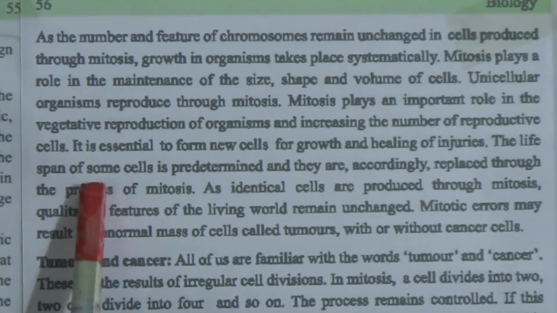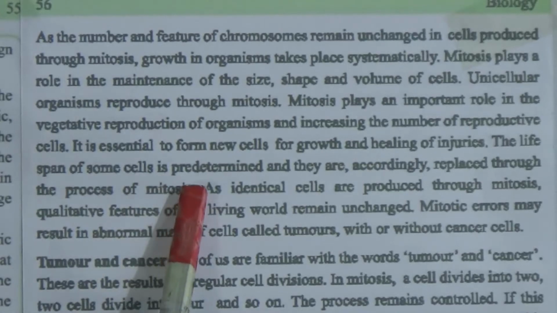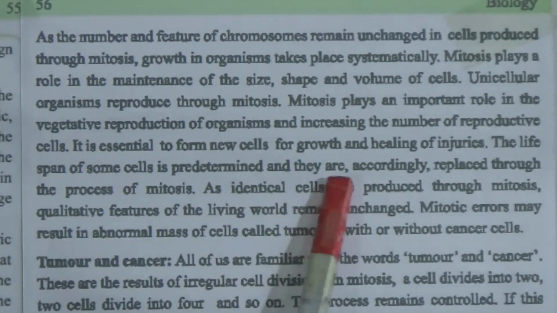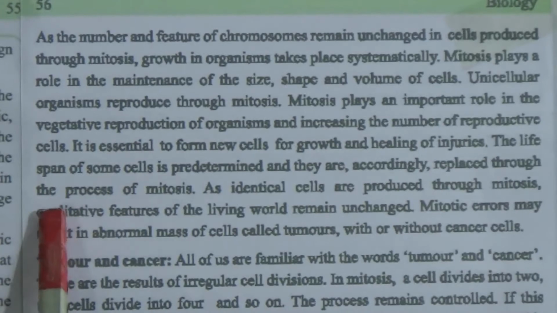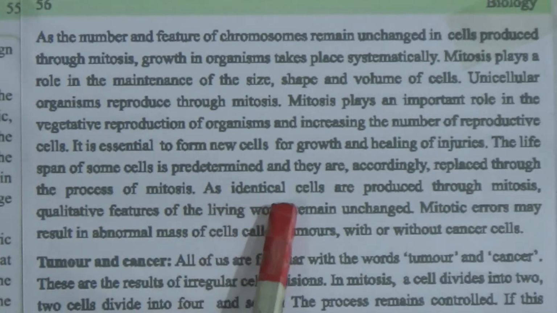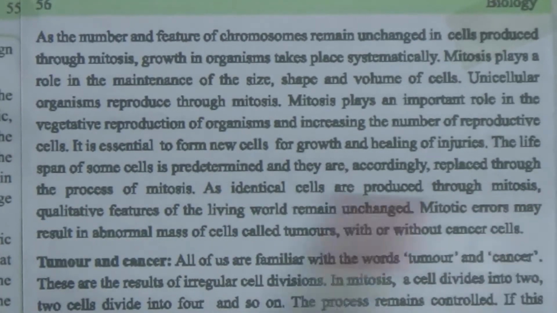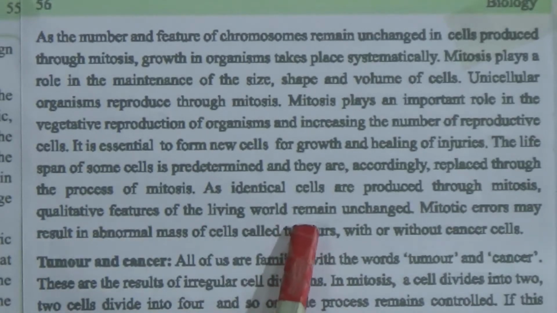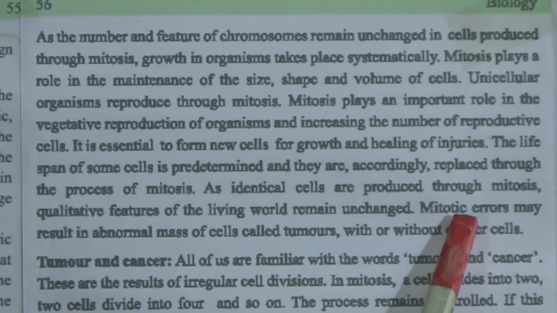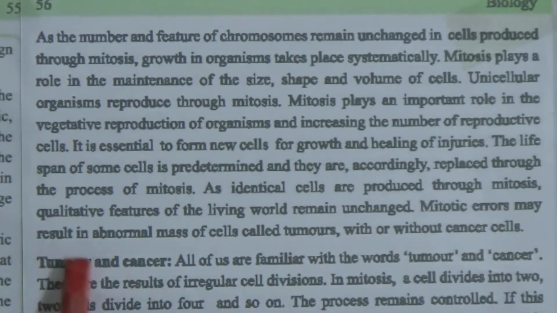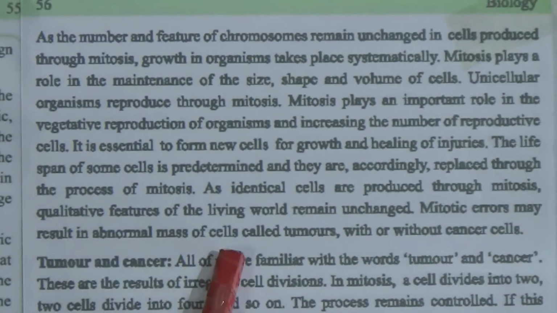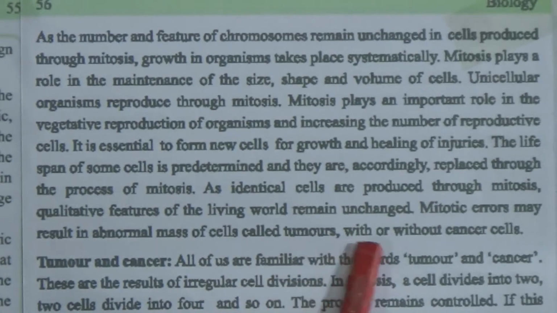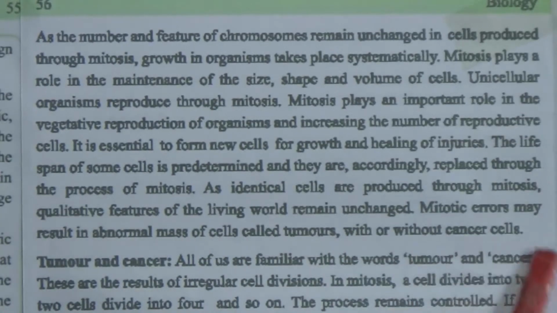The lifespan of some cells is predetermined, and they are accordingly replaced through the process of mitosis. As identical cells are produced through mitosis, qualitative features of the cells in the living world remain unchanged. Mitotic errors may result in abnormal masses of cells called tumors, with or without cancer cells.